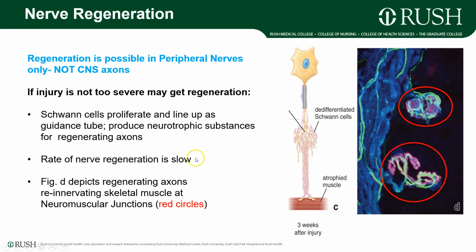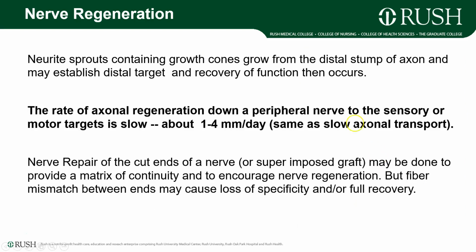Overall, the regeneration rate is very, very slow. When regeneration does happen, it can be seen here, for example. It is depicted as the axons re-innervating the muscles or target organs, and is seen in this picture here. As said before, during nerve regeneration, the neurites are sprouting, which contain that growth cone towards the target organ. The rate is slow, considered to be between 1 to 4 millimeters per day, which is very similar to the axon transport that we saw before, which was around 1 to 4 millimeters per day. So you can imagine that the regeneration itself is dependent on how well the material or the transport can happen to the end of that regenerating axon.